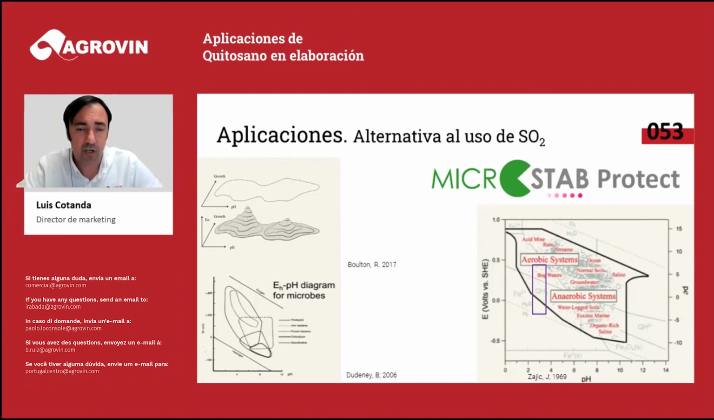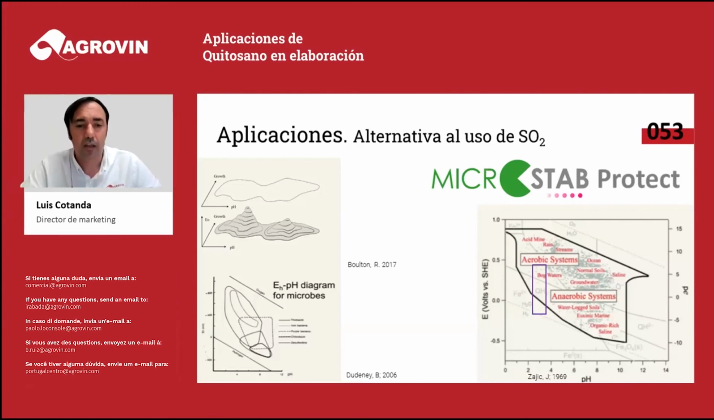As I mentioned at the beginning of the presentation, acetic bacteria need oxygen and need a high redox potential to be able to develop. I don't know if I mentioned this, but we do know after some studies and tests that chitosan is not effective against acetic bacteria. So what did we achieve with Microstab Protect?